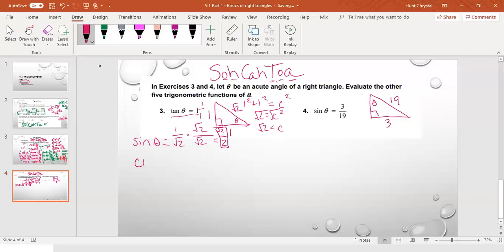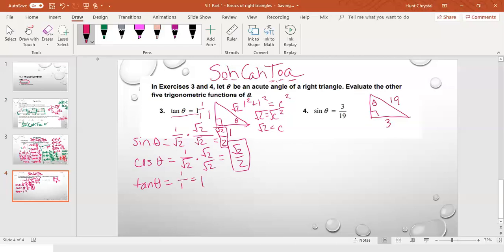Then for the cosine, that's going to be the same, really, because it's just the adjacent over hypotenuse. I still have to rationalize. I get square root of 2 over 2 again. And then for the tangent, it will be opposite over adjacent, so that would be 1 over 1, which is just 1.